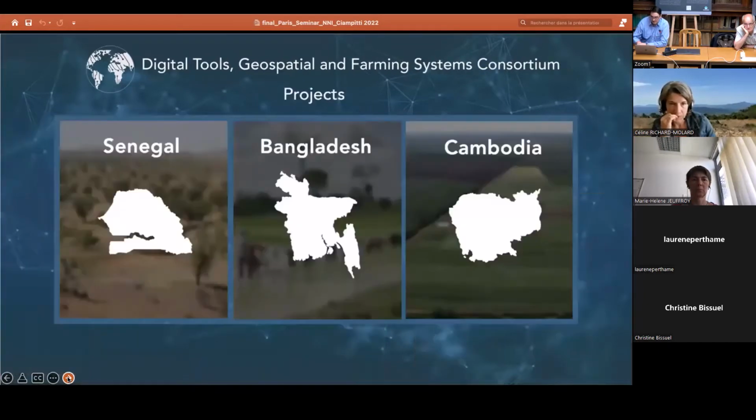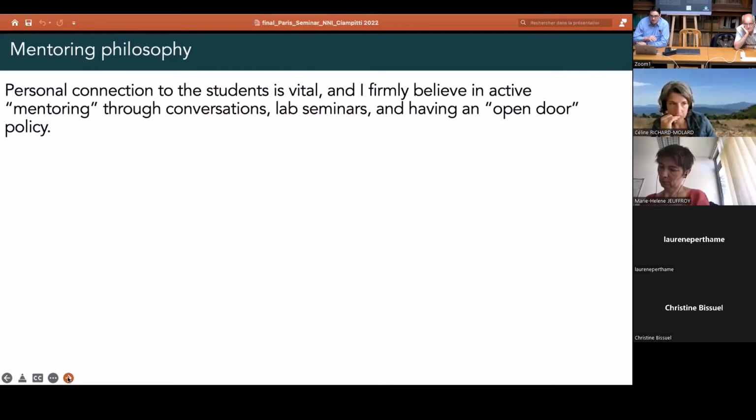So these are the 3 countries. So that was a little bit about the team. I will jump quickly to the research. But before we do that, I want to show a little bit about the secret for the success, if I want to share with some young people.